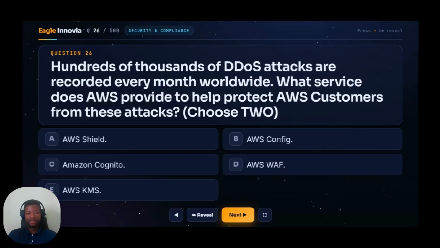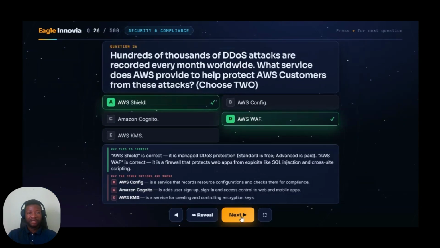E. AWS Key Management Service. The correct answers are AWS Shield and AWS Web Application Firewall. AWS Shield is a managed DDoS protection. The standard package is free, while the advanced package is paid. AWS Web Application Firewall protects web applications from exploits such as SQL injection and cross-site scripting.